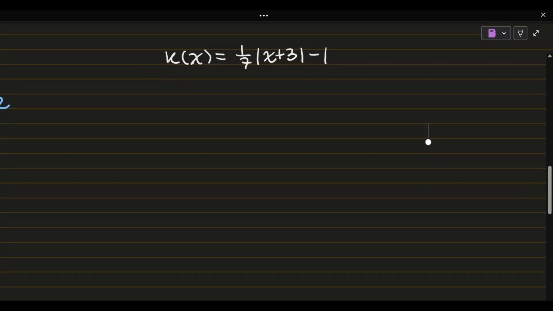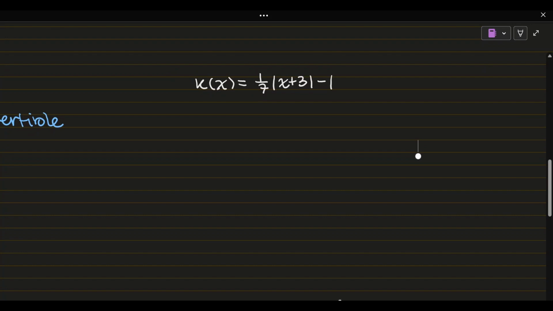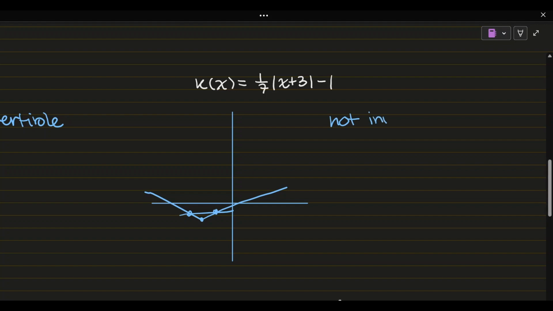Let's take a look at k of x. K of x is 1/7 |x + 3| minus 1. That's just the graph of absolute value of x, horizontally shifted by 3 units to the left, down 1, and then compressed by a factor of 7. So it looks something like this. And it does not pass the horizontal line test. So this is not invertible.